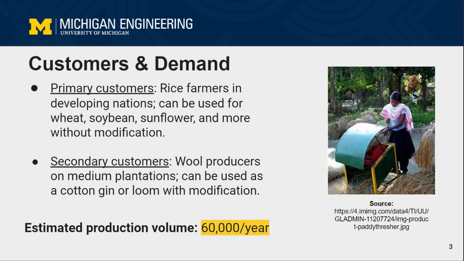Naturally, the main customer for this would be rice farmers, especially in developing nations, where this is also used for wheat, soybeans, sunflower, without any modifications to the machine itself. Alternatively, this could be used for wool producers on medium-sized plantations, where if this is modified, it could be used for cotton gin or as a loom. We estimate that the production volume per year is 60,000 machines.